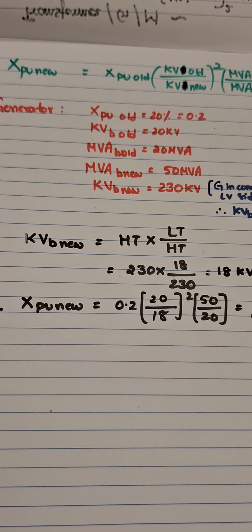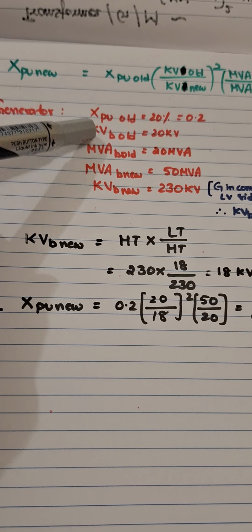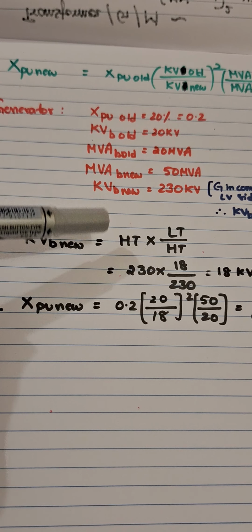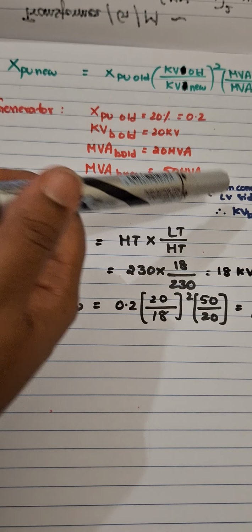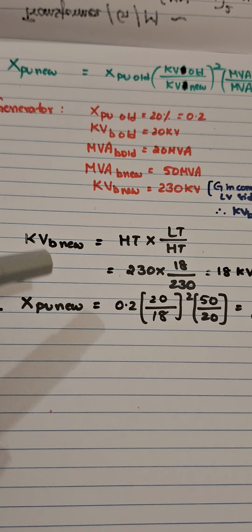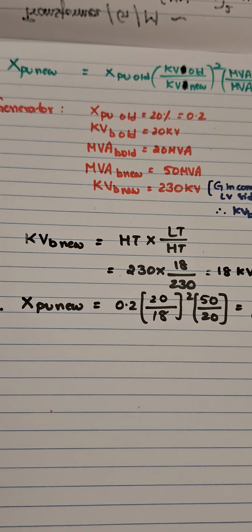So this is how we are done with the generator. These are the given values. I know the formula, I use the formula. The reason is it is converted to the lower side. So I calculated the per unit reactance.